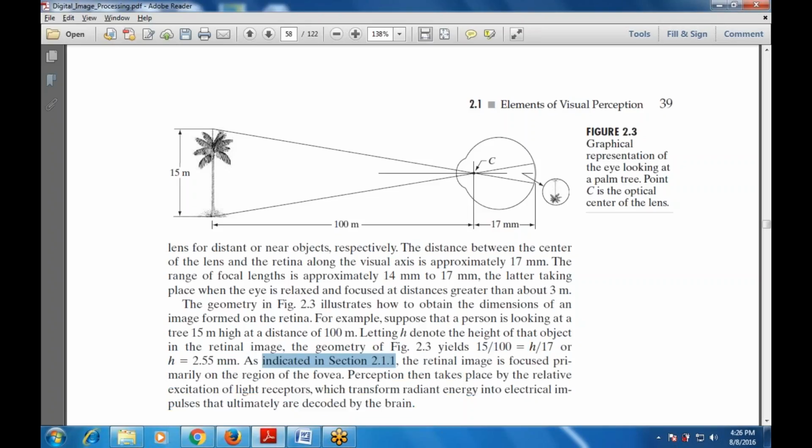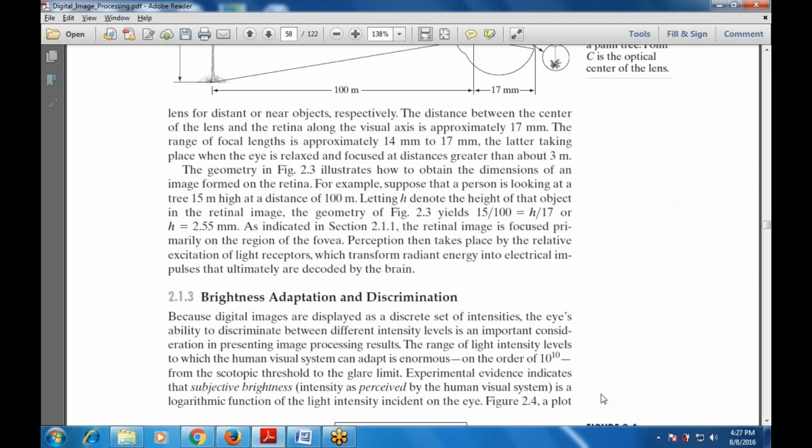And as indicated in section 2.1, the retinal image is focused on the region of the fovea, and perception takes place by the relative excitation of light receptors, which transform radiant energy into electric impulses that are ultimately decoded by the brain.